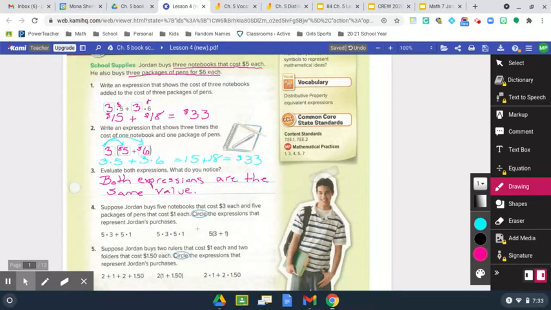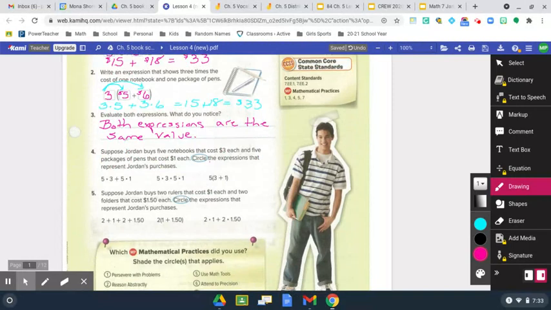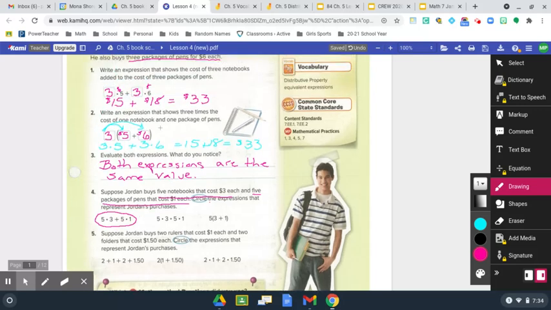Okay, let's look at number 4. Suppose Jordan buys 5 notebooks that cost $3 each and 5 packages of pens that cost $1 each. Circle the expressions that represent Jordan's purchases. $3 each for each notebook, $1 each for each package of pens. And so based on what we just did in number 1 and number 2, this first example right here is one way that you could set that up. We did that exact same thing back in number 1.